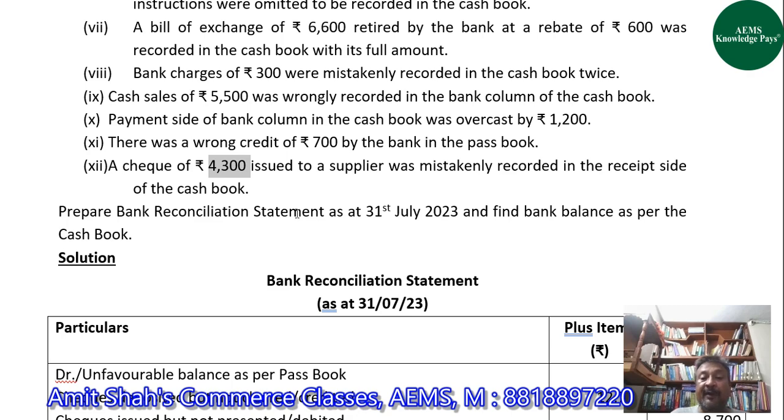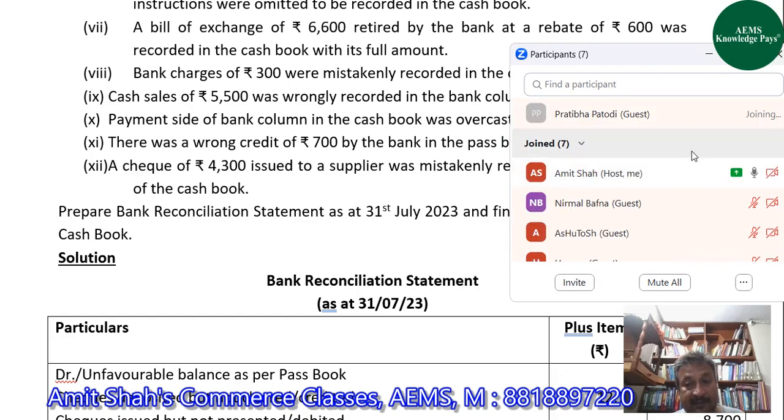Because it was not recorded on the payment side. If it was just not recorded anywhere in the cash book, our cash book balance would have been more than the passbook balance by rupees 4,300 only. But we made two mistakes. We not only missed recording this on the payment side, but we also recorded it in the receipt side. Because of that, our cash book balance is more by rupees 8,600, that is double of this check, than the passbook balance. Are you understanding this, guys, or not?